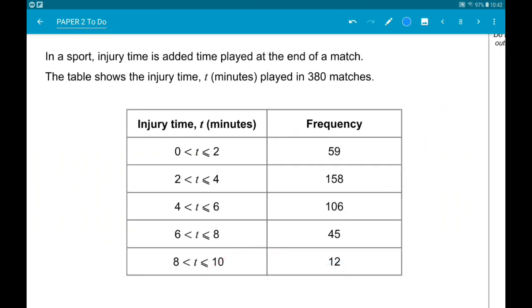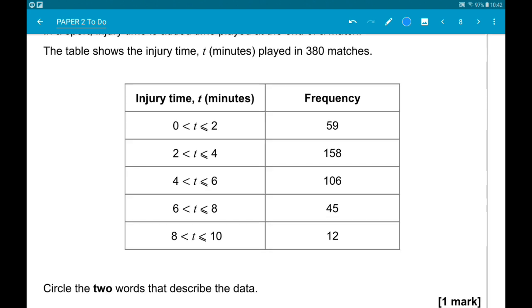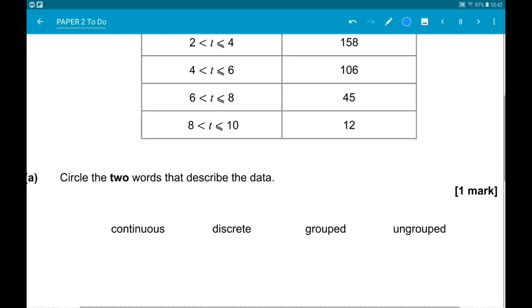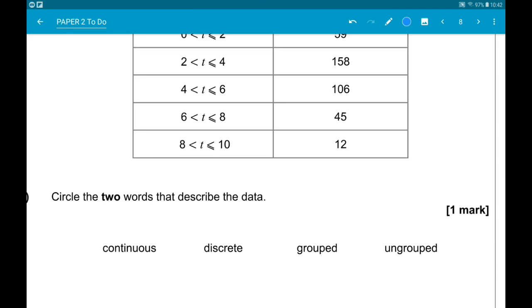Okay, number 9. In sport, injury time is time added to the end of a match. The table shows information about injury time, 2 minutes added to 380 matches. Part A asks us to circle 2 words that describe the data.